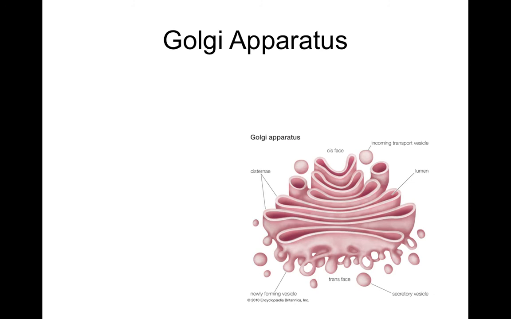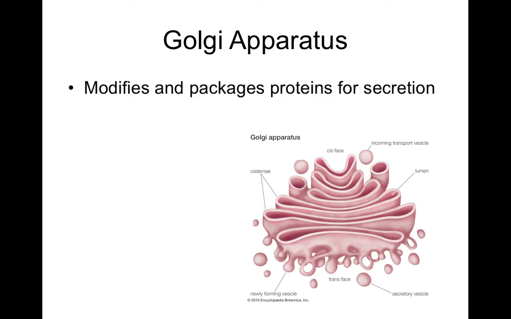And then we get to the Golgi apparatus, also part of the endomembrane system. This is where proteins are modified and packaged for secretion. I like thinking of the Golgi apparatus like the UPS store. So what do you do when you go to the UPS store? You bring your thing that you want packaged, and you go up to the counter at the UPS store and you say, hey, I need to send this to X, Y, and Z.